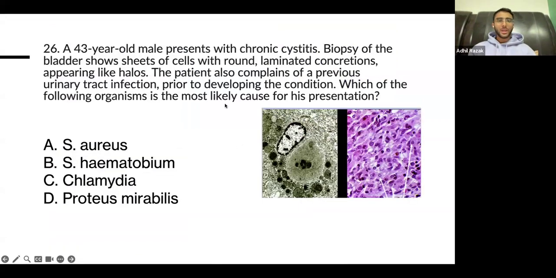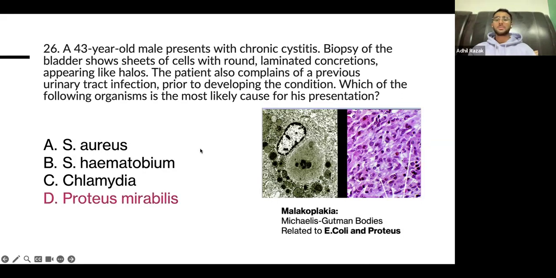What do we have here? We have a 43-year-old male who presents with chronic cystitis. Biopsy of the bladder shows sheets of cells with round laminated concretions appearing like halos. The patient also complains of a previous UTI prior to developing this condition. Which of the following organisms is the most likely cause for this presentation? The answer for this is Proteus mirabilis.